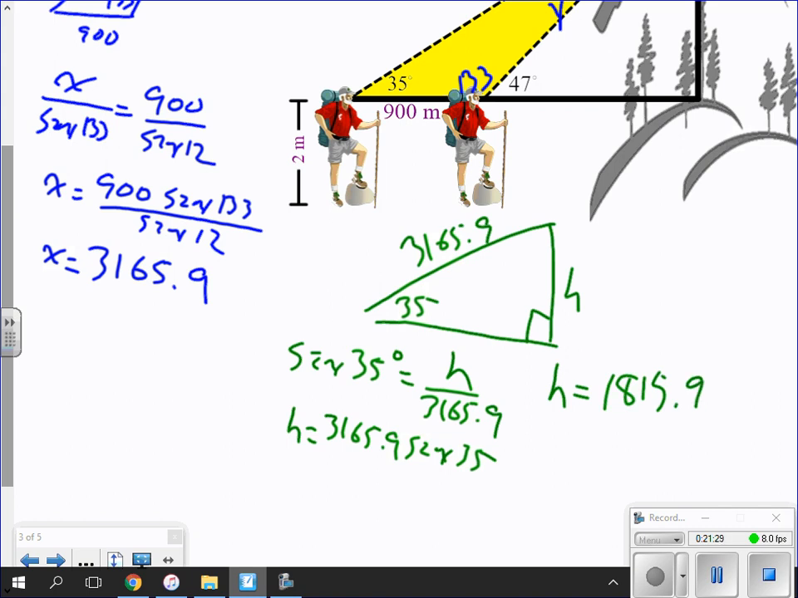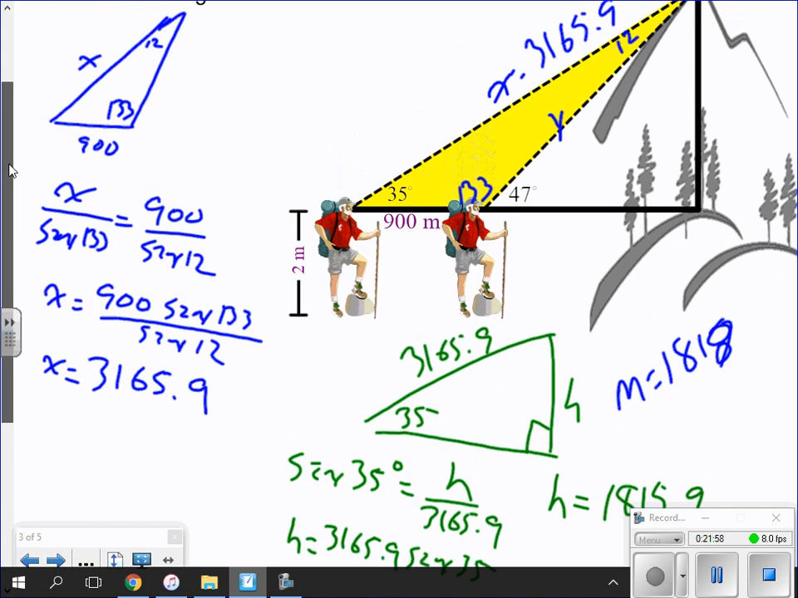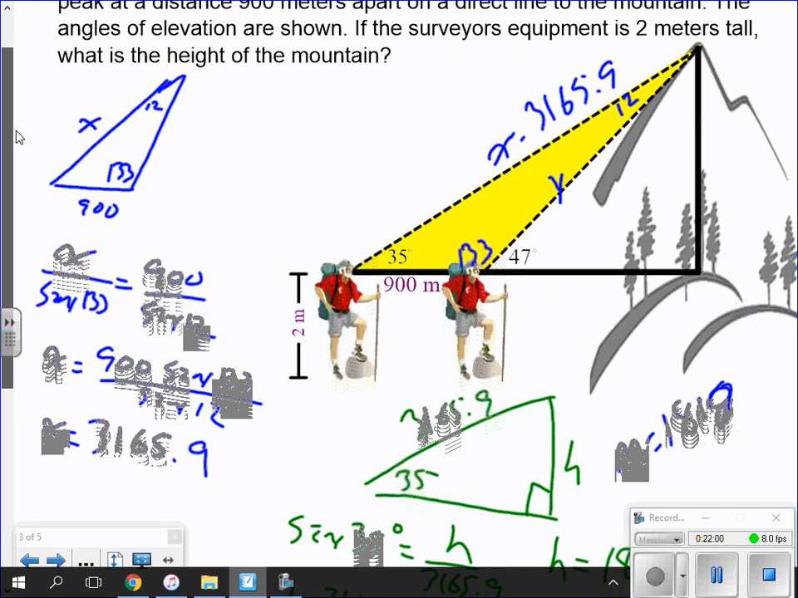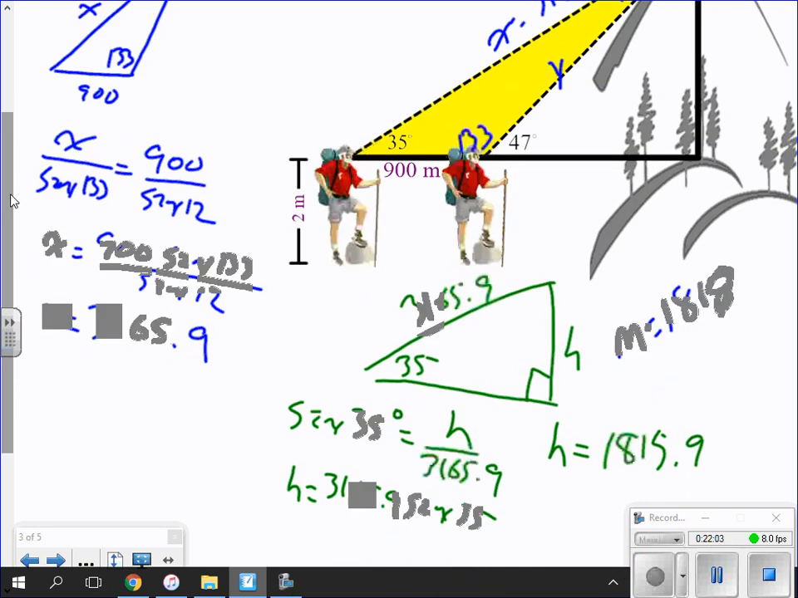However, if we read the directions carefully, or read the problem carefully, what else do we need to do? Add 2 meters for the height of the equipment. Those surveyors have got to be tall if it's 2 meter equipment. The actual mountain height is 1817. Or actually, let's call it 1818, rounding off. Yeah, because it says the surveyor's equipment is 2 meters tall.